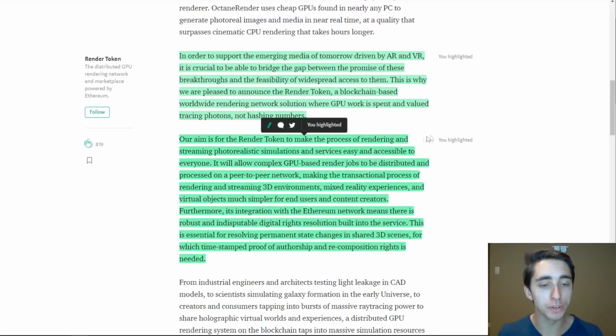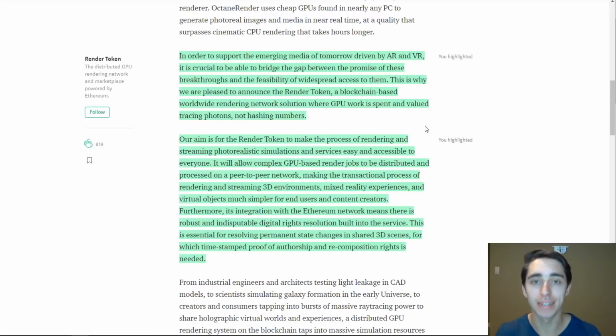Our aim is for the Render token to make the process of rendering photorealistic simulations and scenes easy and accessible to everyone. It will allow complex GPU-based render jobs to be distributed and processed on a peer-to-peer network, so they can go from building 3D assets to entire 3D environments. And this is the cool part, guys.